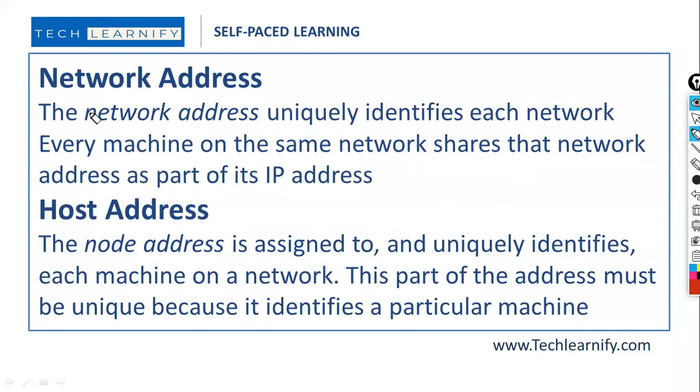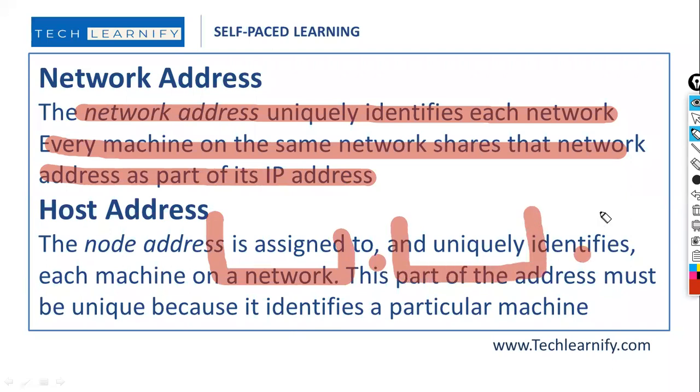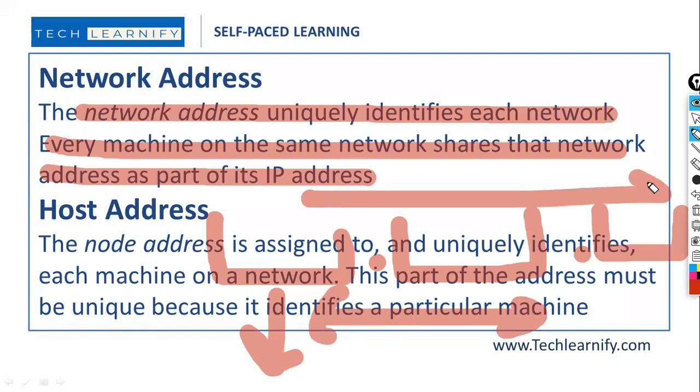Network address uniquely identifies each network. Every machine on the same network shares that network address as part of its IP address. And how many bits represent the network portion depends on the class. In class A, the first octet is network bits. In class B, the initial 2 octets. In class C, the initial 3 octets define or represent the network portion.